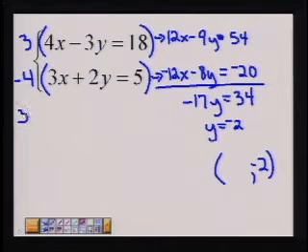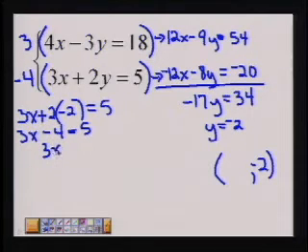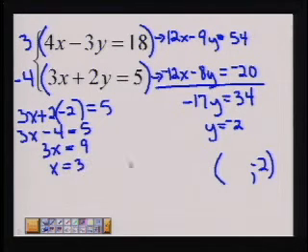So I have 3x plus 2 times my new value for y, which is negative 2, equals 5. So 3x minus 4 equals 5. We'll add 4 to both sides. So 3x equals 9. And divide both sides by 3. So x equals 3. So the solution for this system is the ordered pair 3, negative 2.